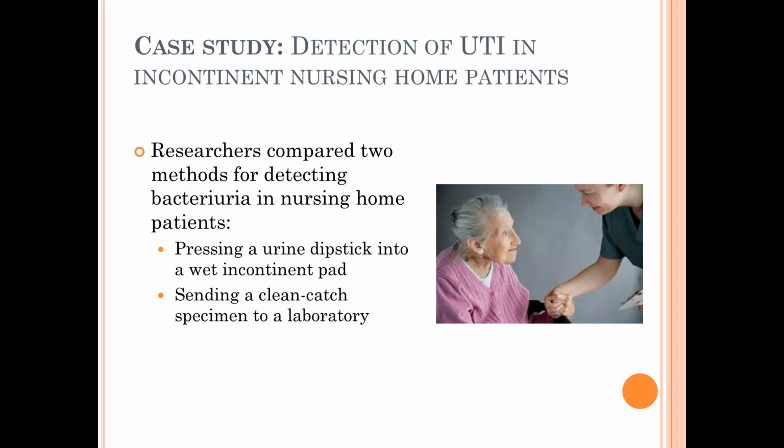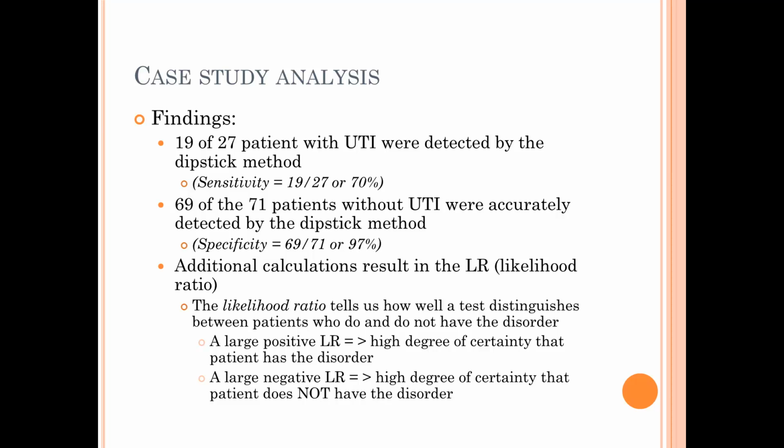So here's another test looking at urinary tract infections and incontinence in nursing home patients. What they were doing is comparing how to diagnose, so this is a diagnostic one, a UTI. Some of them they just dipstick the wet incontinence pad, and other ones they sent a sample to the lab. Out of the patients, 19 of 27 who had UTIs were detected by dipstick. So about, it says 70%. I guess that seems a little high. 70% of them actually showed that it was sensitive.